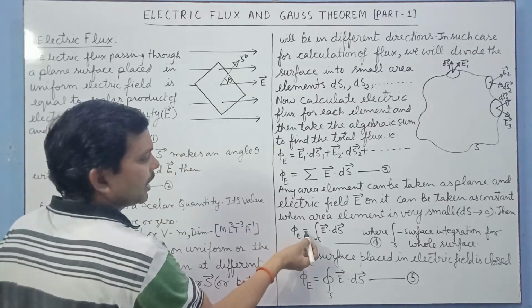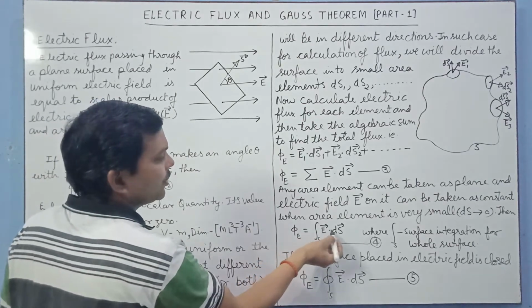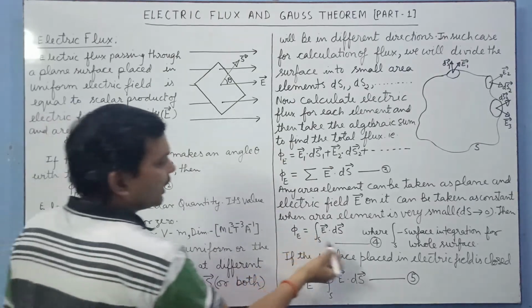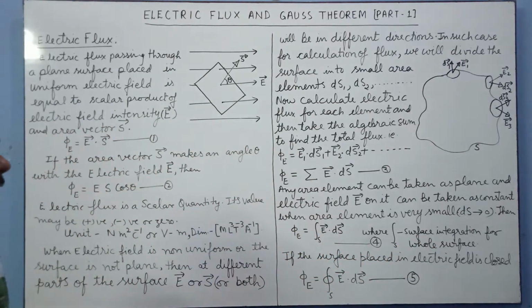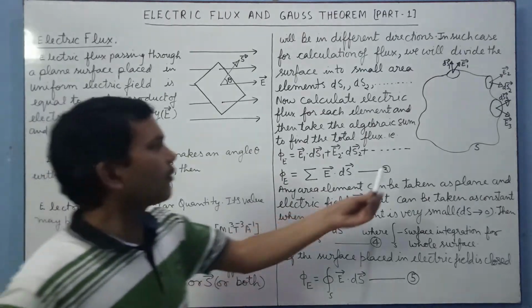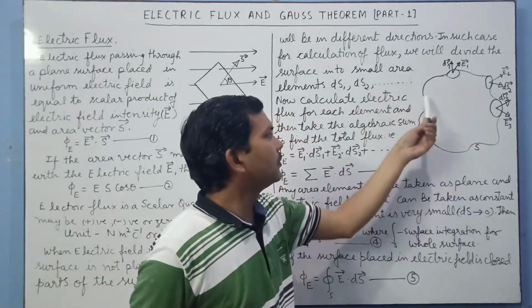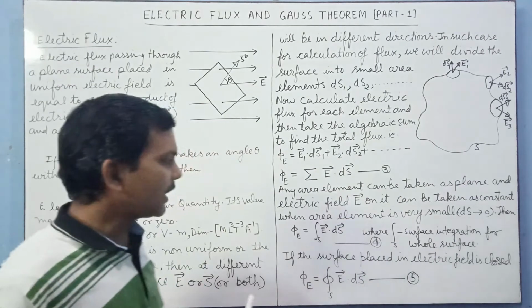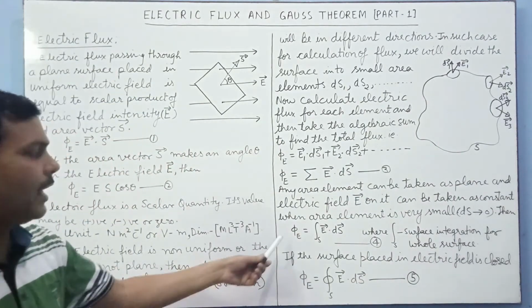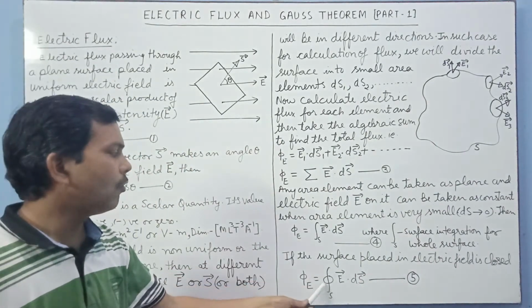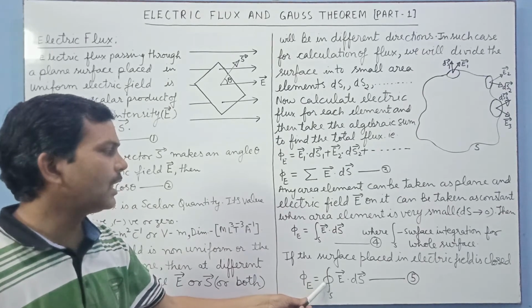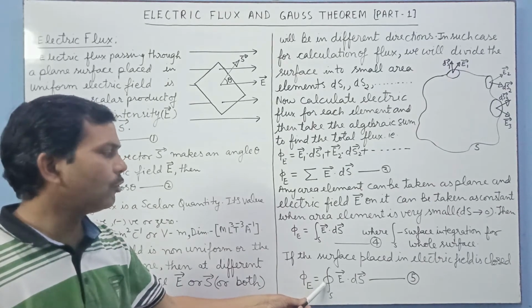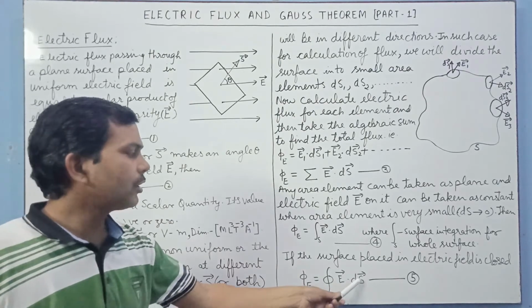So phi E will become integral over S of E dot ds, where integral S is the surface integral for the whole surface, and if this surface is closed, in that case this phi E is equal to the integral over the closed surface. We will place a circle here. This will represent the integration over a closed surface, E dot ds.